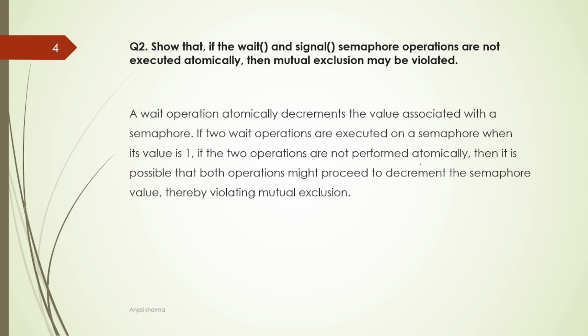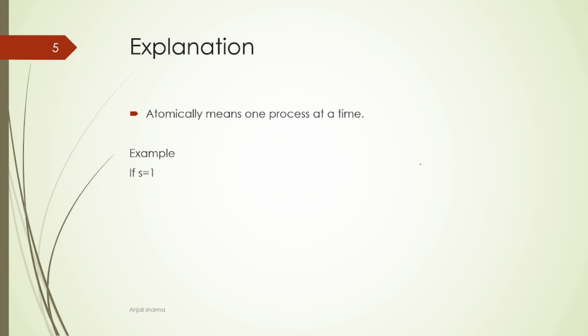Now let us again understand this with the help of an example. Here let us say that the value of my semaphore is equal to 1. We have process 1 with us and we have process 2 with us.